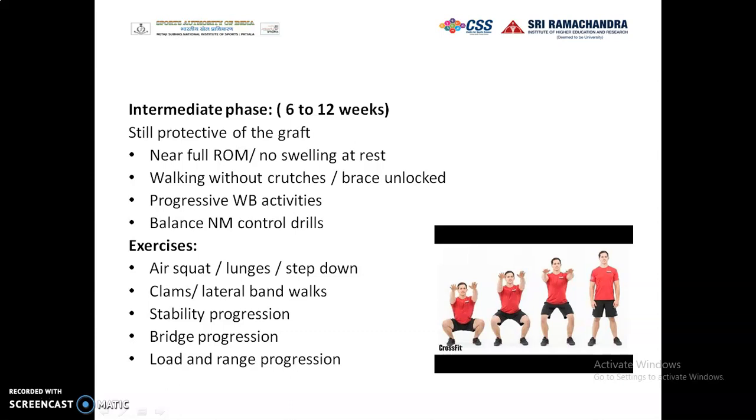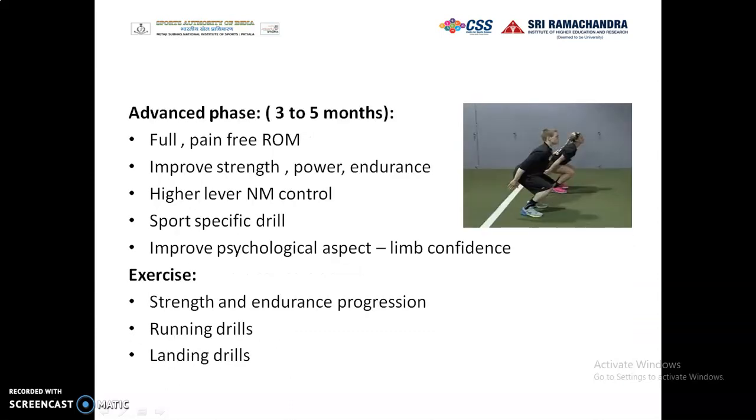The recent evidence says that the lateral band walk has maximum volume of contractions at different levels. Most of the time, we encourage the patient to walk with the band just above the knee, at the ankle, or at the foot. With the band at the foot, it is more evident that the hip abductor muscles work more efficiently than in the other two positions. And then we always have to make stability progressions, and bridges to strengthen the muscles, and then load and range progressions.